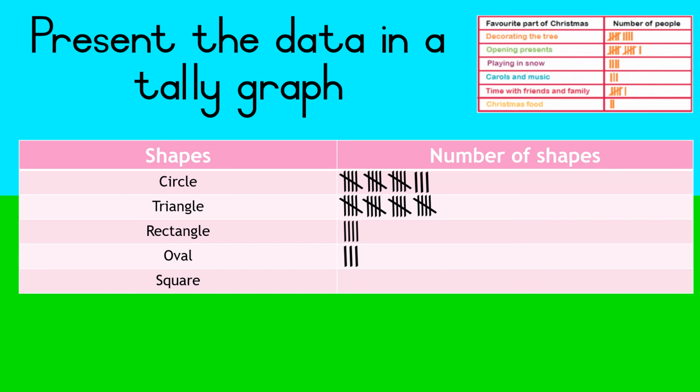And our square, we had 8. So again we can count in fives. So 5, then again in ones, 6, 7, 8. And there we have it, our tally graph.